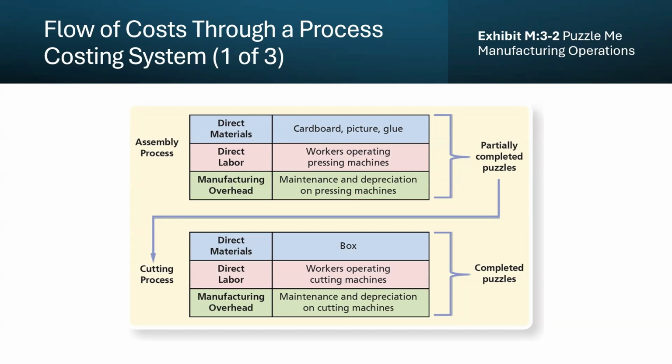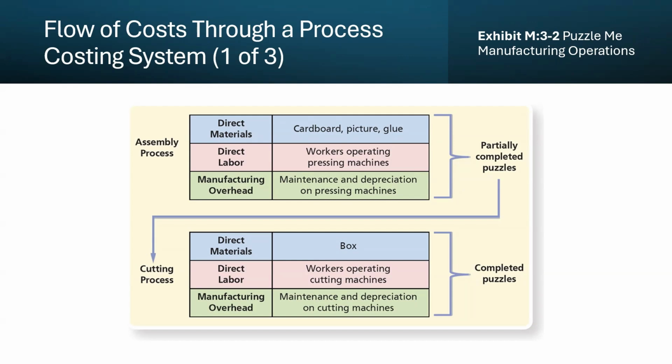Here you see in the assembly process, you have direct materials, which are the cardboard, the picture, and glue. You have also direct labor, with workers operating press machines. Then you have the manufacturing overhead, where you have maintenance and depreciation on the pressing machines. Partially completed puzzles enter the cutting process.